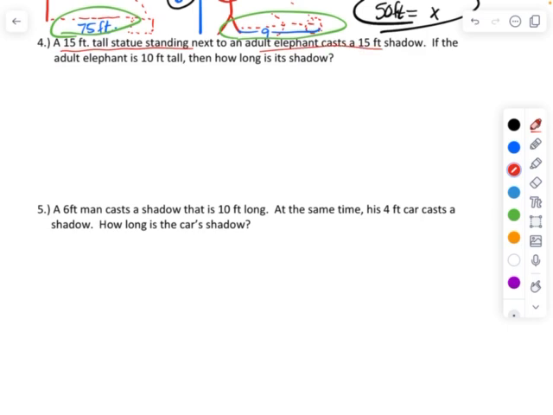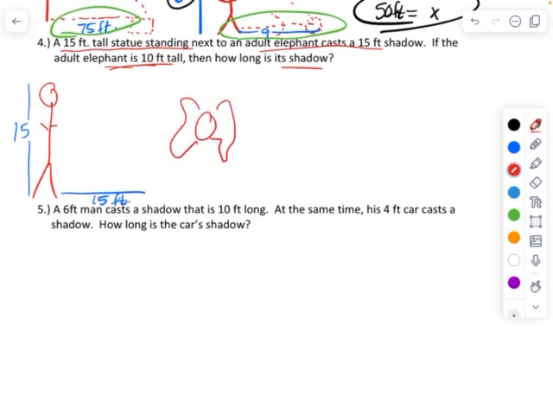A 15-foot tall statue standing next to an adult elephant casts a 15-foot shadow. If the adult elephant is 10 feet tall, how long is its shadow? Okay, so we have a statue, all right? The statue is a person. That's what I'm going to say it is. It's 15 feet tall. And it casts a shadow that's 15 feet. Okay? The adult elephant, right?